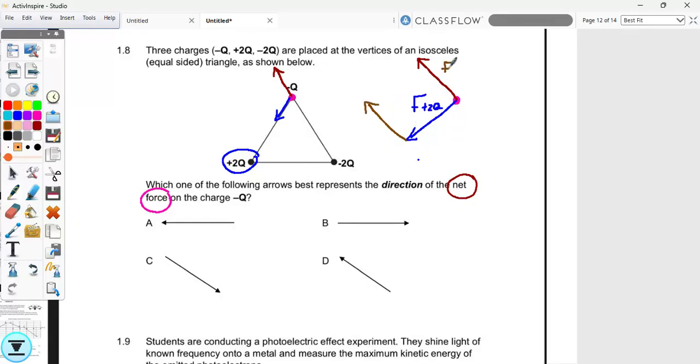So this will be the force due to the minus 2q. This will be the force due to the minus 2q. So you just draw them head to tail, and then you can see your resultant is always going to be from the start of the first one to the end of the last one. That will be your F net. So the answer should be A. Are you happy with this one?